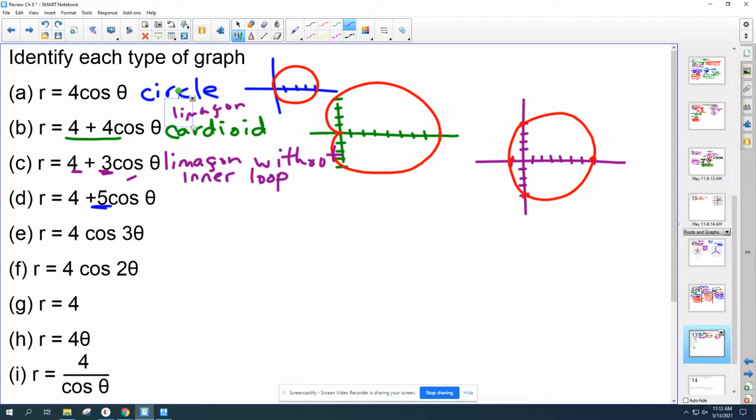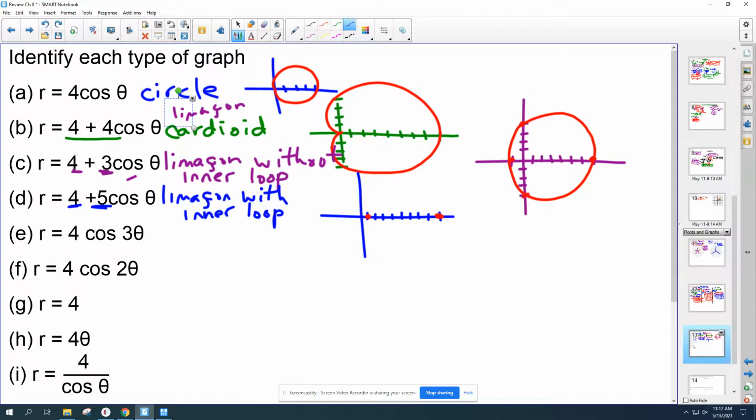When this number is bigger than that number, that's going to be a limaçon with an inner loop. So add those two numbers together, 9. 1, 2, 3, 4, 5, 6, 7, 8, 9. Subtract those two numbers, it's 1. So this time you've got a 9 here and you've got a 1 here. That's where your inner loop is.